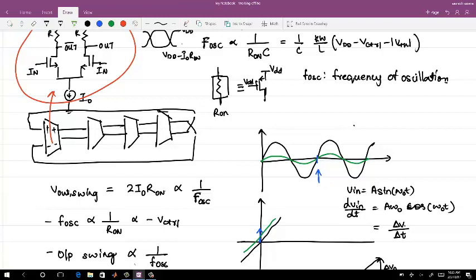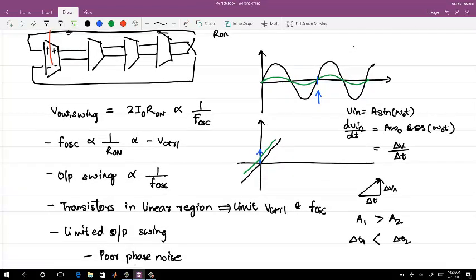More susceptible to noise. The confusion is this: the delta T change I am causing because of the amplitude is larger for a lower amplitude. That's the disturbance you are having.